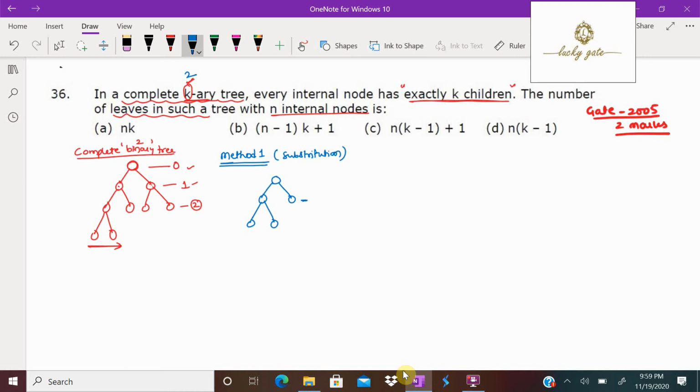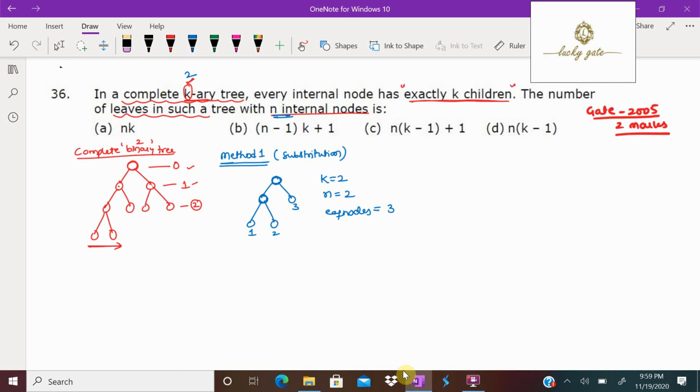Here what is given? Each internal node contains K children. So what is the value of K here? I am assuming 2 children. And for this example, how many internal nodes do we have? We have 2 internal nodes. So the number of internal nodes, n, I am calling 2. Okay, n internal nodes. And how many leaf nodes do we have? The number of leaf nodes we have is 1, 2 and 3 leaf nodes.